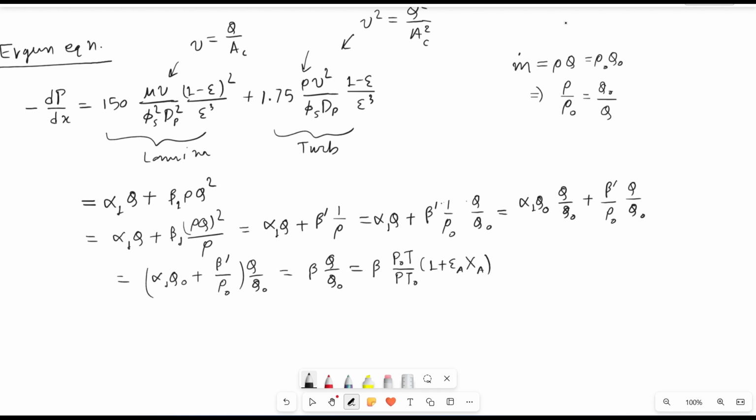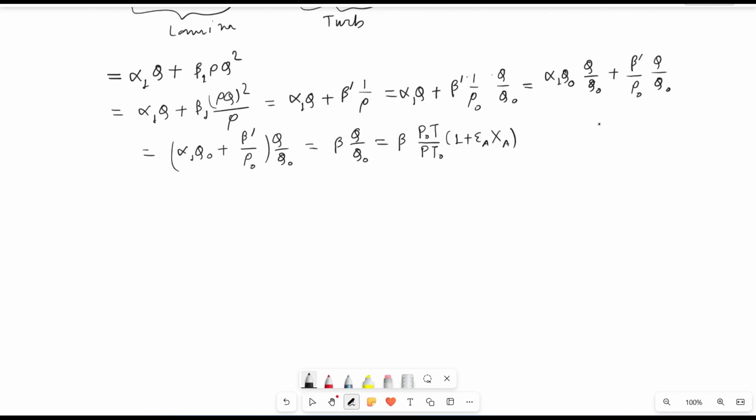So we get a final expression: minus dP/dx is equal to beta P naught T by PT naught, 1 plus epsilon A xA, and beta is equal to some constant, which is alpha 1 q naught plus beta prime by rho naught. Now beta prime and all those have those extra terms. We can easily backtrace those terms, so I am not writing those terms.